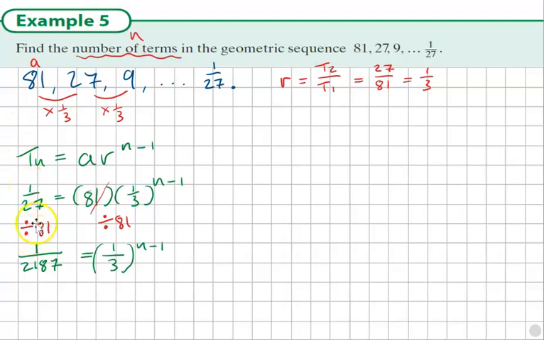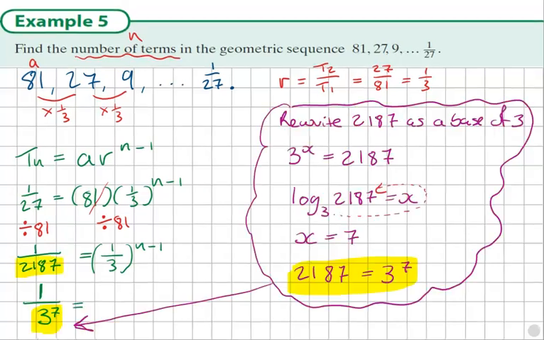Okay, so we're going to divide both sides by 81. So 1 over 27 divided by 81 gives us 1 over 2187. And then dividing the right-hand side by 81, we'll just cancel out that 81. So we can just get rid of it and bring down the third to the power of n minus 1. So 1 over 2187 gives us 1 over 3 to the power of 7.